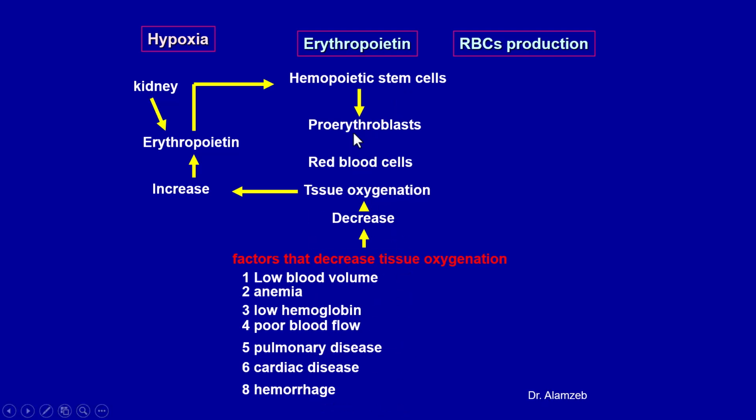So erythropoietin not only increases the number of red blood cells, but it also reduces the time of maturation. The blood cells are produced in large number and also they mature in less time.